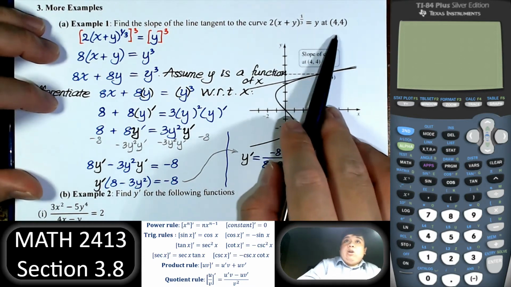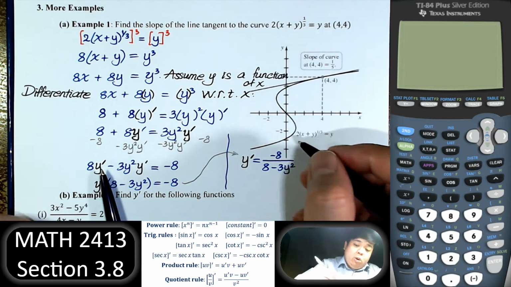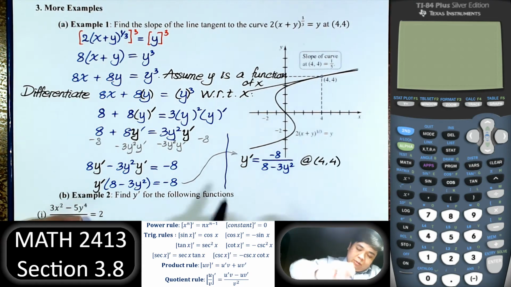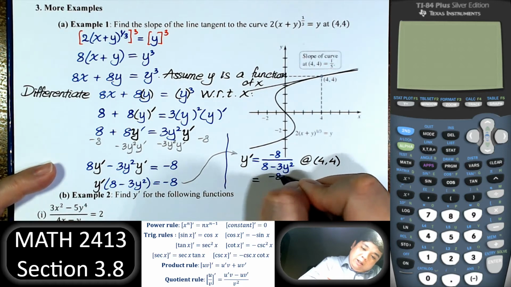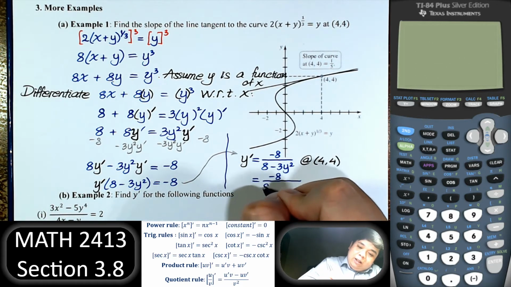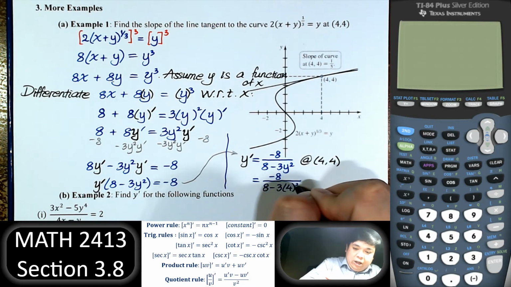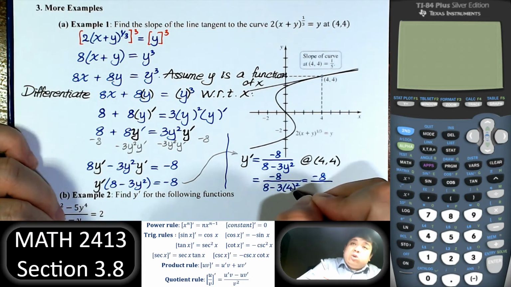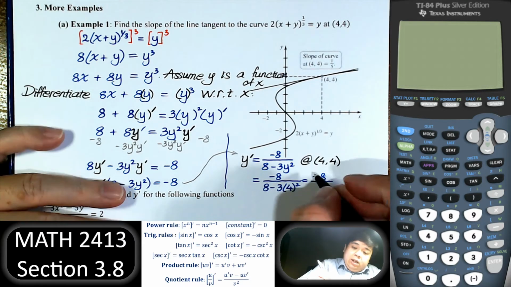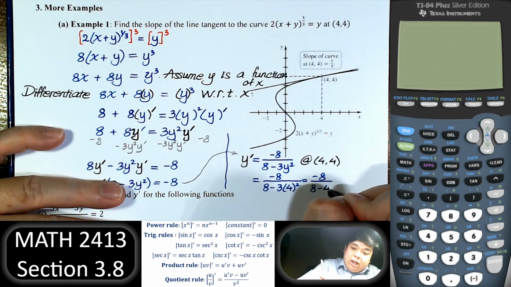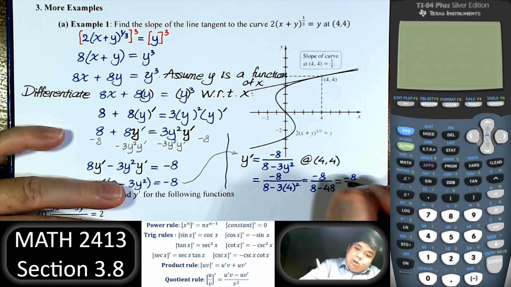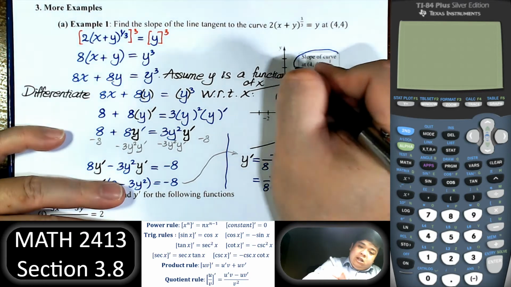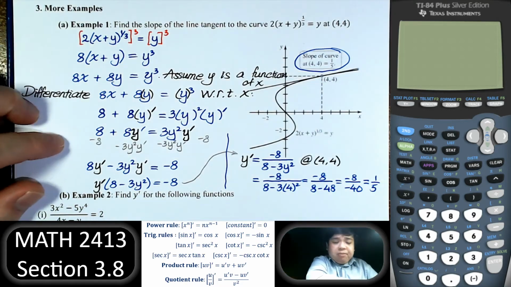And finally, they want to find the slope at (4, 4). So 4 is for x, 4 is for y. So this equals negative 8 over 8 minus 3 times 4 squared. 4 squared is 16, times 3 is 48. So we have 8 minus 48, so negative 8 over negative 40, which is 1/5. And of course, the answer is 1/5 like we have here, which is good.